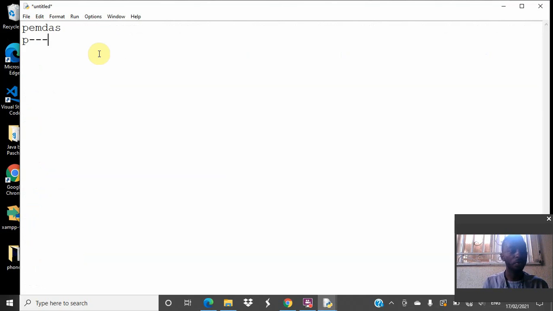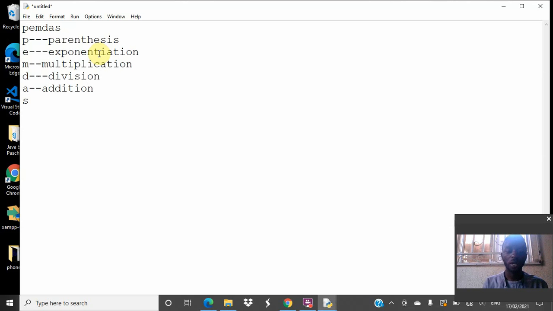The P stands for parenthesis. The E stands for exponentiation. The M stands for multiplication. D, division. A, addition, and S, subtraction. So this is the order of precedence whenever we have an operation.